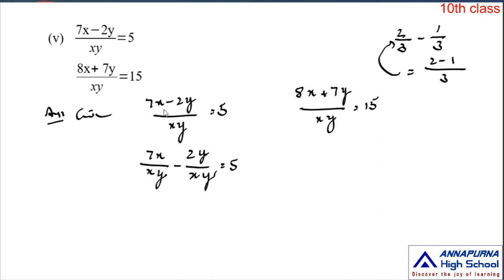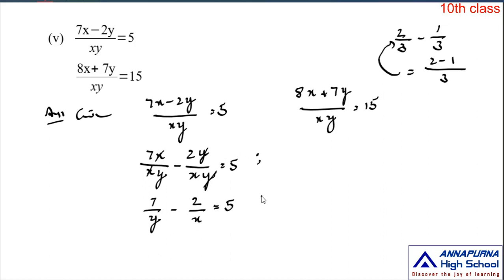Here I am applying that application. Here xy is the common denominator of the two terms in the numerator. Now I split this common denominator to the two terms. Then the equation changes to 7x by x into y minus 2y by x into y, equal to 5. Now x cancels, y cancels. Then the equation is 7 by y minus 2 by x is equal to 5.